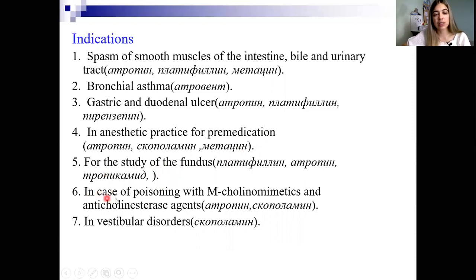Okay, and in case of poisoning with M-cholinomimetics and anticholinesterase agents, of course, they are opposite to M-cholinomimetics. So if you overdose with M-cholinomimetics, you should block, logically, because it gives the opposite effect. And in vestibular disorders that we just discussed, scopolamine can be administered for seasickness if you have dizziness and you vomit when you travel. Yes.